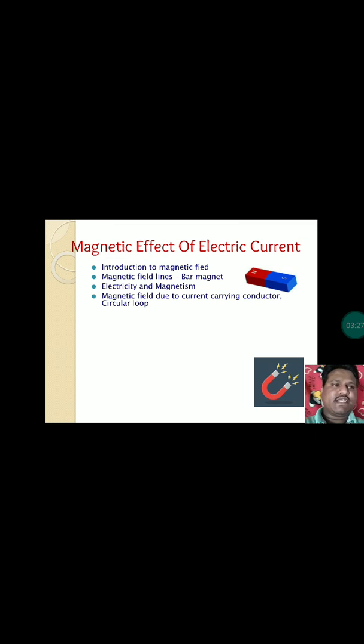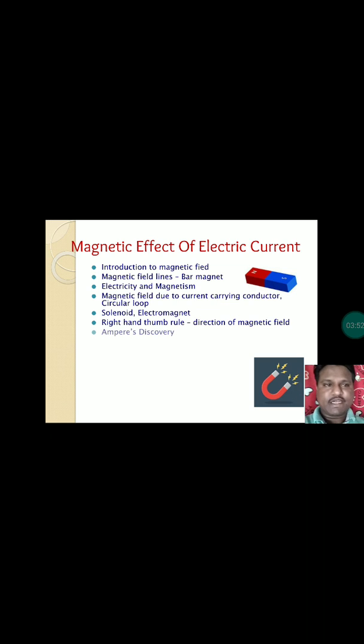Then we have the magnetic field due to a current carrying conductor, not in a straight conductor only, but we will see how the magnetic field is in a circular loop also. Then we have the solenoid, that is an electromagnet on a particular cylindrical shape of metal. We used to wrap copper wires, and that type of arrangement we usually see in fans. Then we have the right hand thumb rule to find the direction of the magnetic field. The famous discovery was made by Andre Ampere.